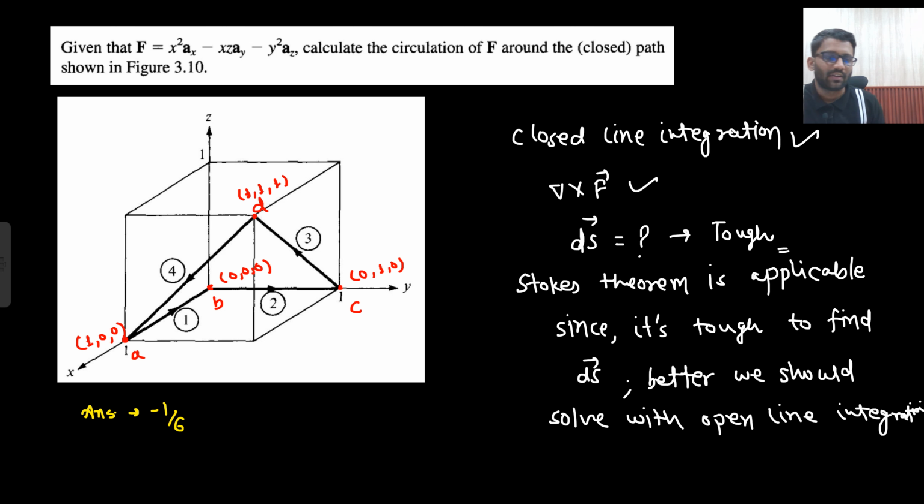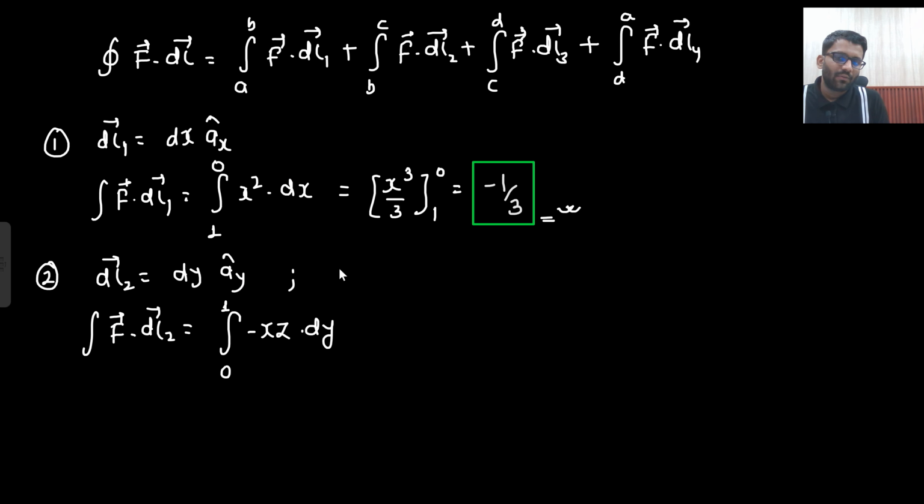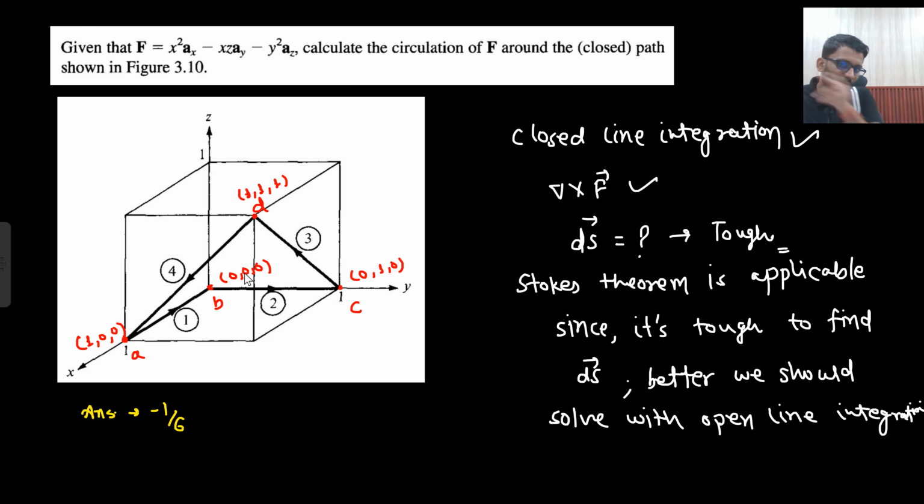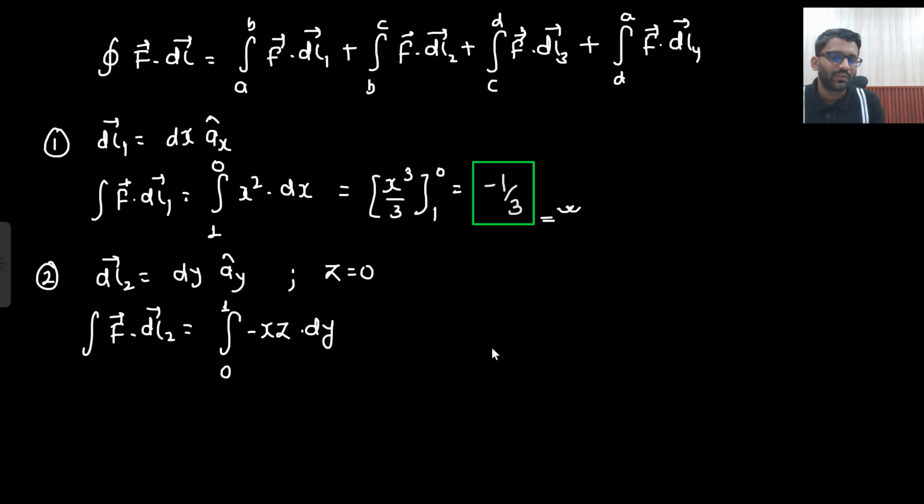So minus xz ay. Here, what is the value of x? What is the value of z? 0. You are moving on the y axis only. So what is the value of z? 0. What is the value of x? 0. On this line, what is the value of x and z? Always 0, no? So x equals 0 and z is also equal to 0. Both are 0. So what will be the value of this integration? 0 only. 0 into 0 will be 0. So this is the other answer.